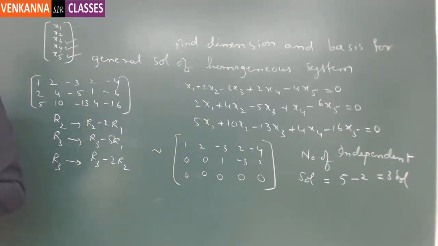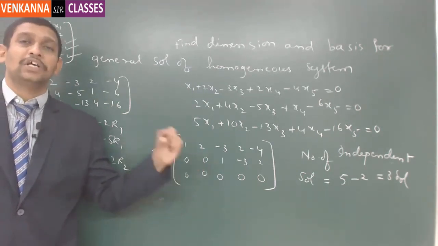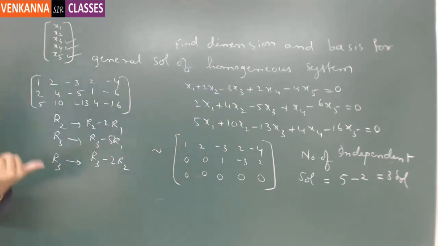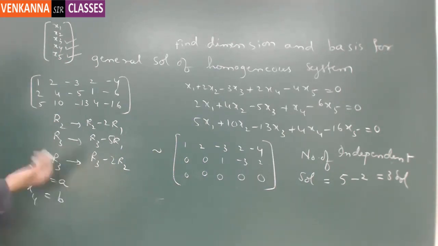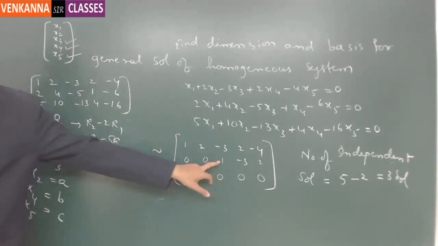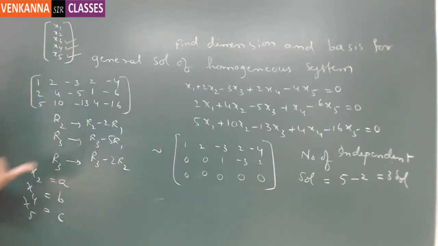But here what happens, if you take that the last three variables are constants, since the position of x2 is 0 here, you cannot find x2. That's why we take the constants as x2 is equal to a constant, then x4 is equal to b, a constant, and x5 is equal to c, a constant. So substituting the values here, you will get x3 and you will get x1 also.